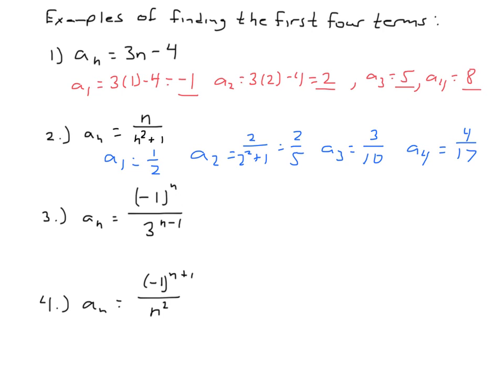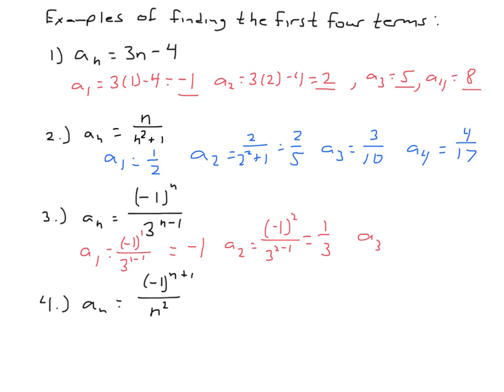And so in this case, a sub 1 is going to be negative 1 to the first over 3 to the 1 minus 1, which is 0 power. So that's going to come out to be negative 1 over 1, so I get negative 1. A sub 2 is going to be negative 1 to the second over 3 to the 2 minus 1 power. Well, negative 1 to the second is going to be positive, so I'm going to get a positive 1/3.